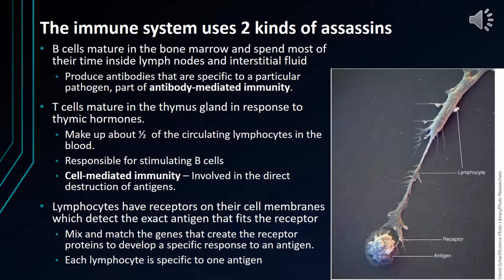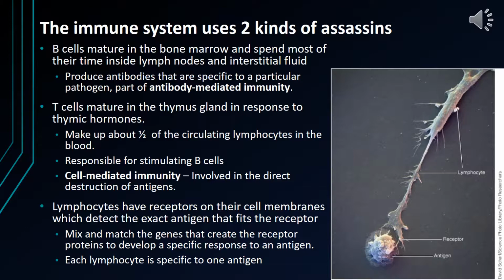And the T in T cells comes from thymus, where they mature due to the thymic hormones. The T cells actually make up about half of the circulating lymphocytes in the blood. These cells are responsible for stimulating B cells to actually produce antibodies, which are then used against the antigen. And like we said, these are part of cell-mediated immunity because they're involved in the direct destruction of antigens.